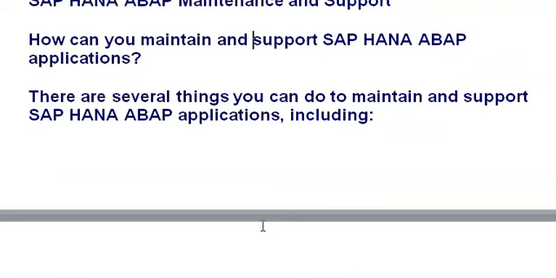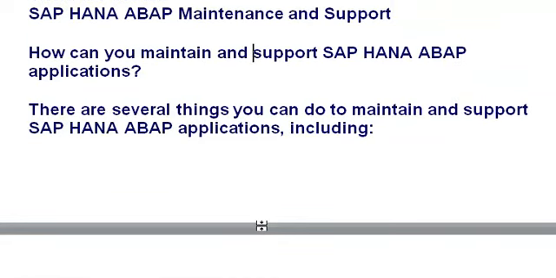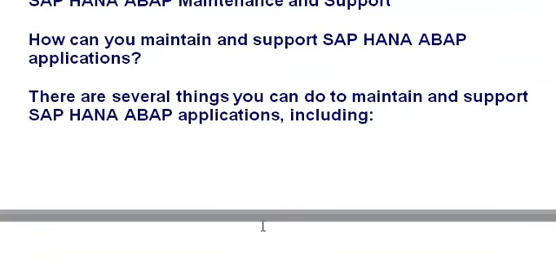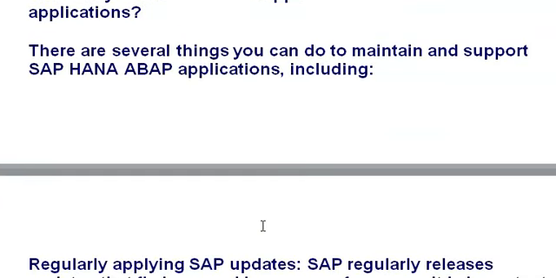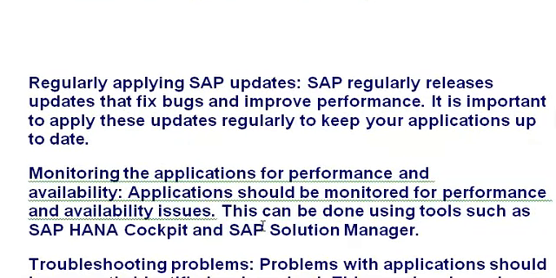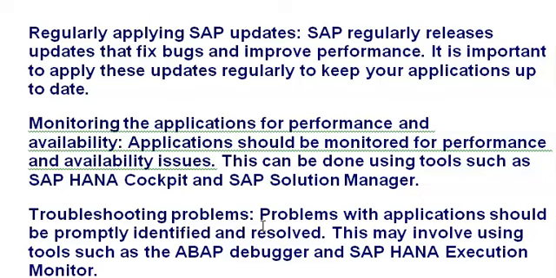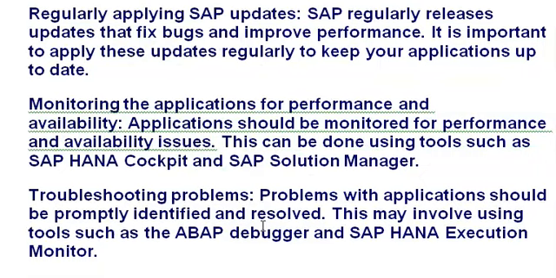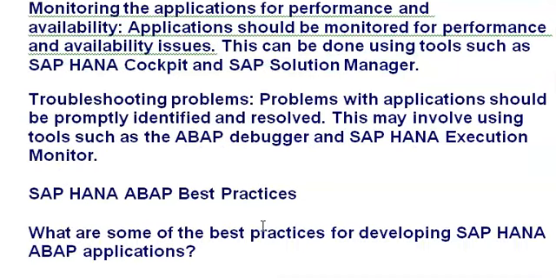And maintenance and support. So HANA web maintenance and support. How can we maintain and support HANA web applications? There are several things you can do. Regularly applying SAP updates: SAP regularly releases updates that fix bugs and improve performance. So it is important to apply these updates regularly to keep our applications up to date, and monitor the applications for performance and availability. Applications should be monitored for performance and availability issues. This can be done using tools such as SAP HANA Cockpit and Solution Manager.